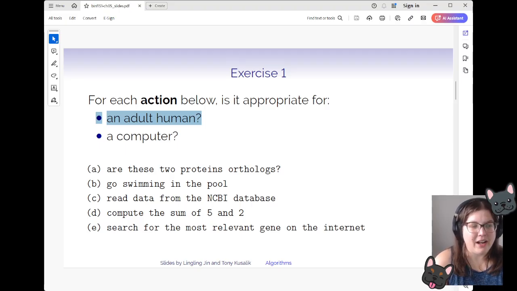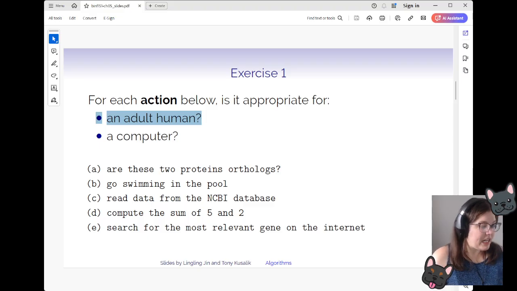For D, the action is compute the sum of 5 and 2. That is a very imperative action. It is feasible for both a human and a computer to do, and it is self-explanatory, so it would be a valid, appropriate action for both.